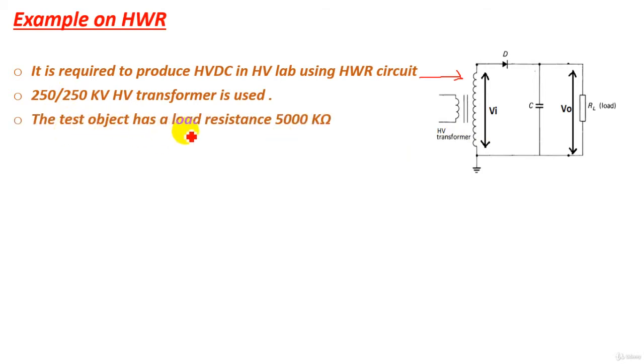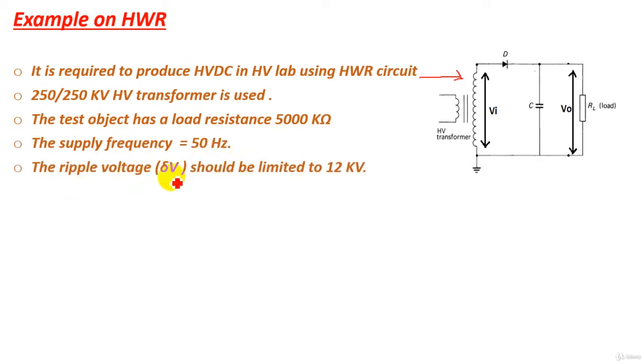And the test object has a load resistance 5000 kilo ohm. The test object here is our insulator, which is RL here. And we can see that the insulator or the test object has a very high resistance, 5000 kilo ohm, because the insulator is already a high resistance. You can understand that the perfect insulator has an infinite resistance. And the supply frequency is 50 Hz.